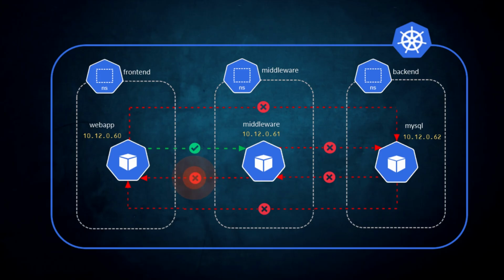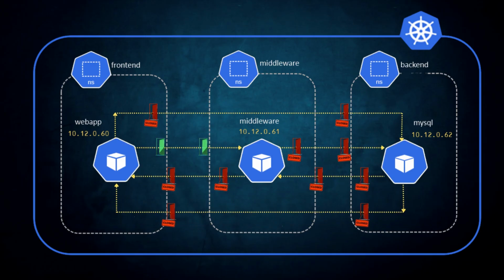Let's step through enabling full bidirectional communication between our front-end and middleware namespaces. This means allowing the web app pod in the front end to start connections to the middleware pod, and allowing the middleware pod to start connections back to the web app in the front-end namespace.